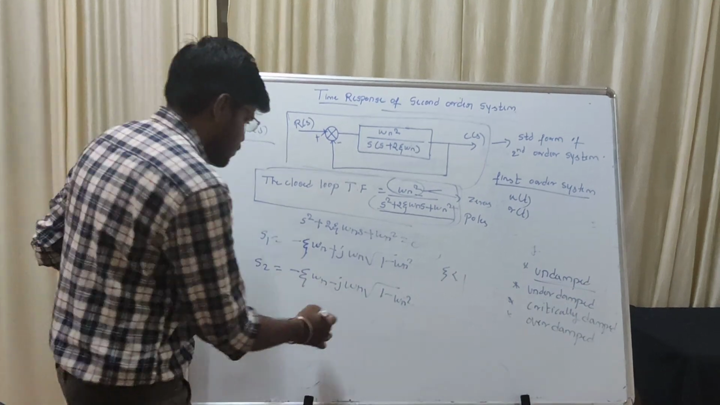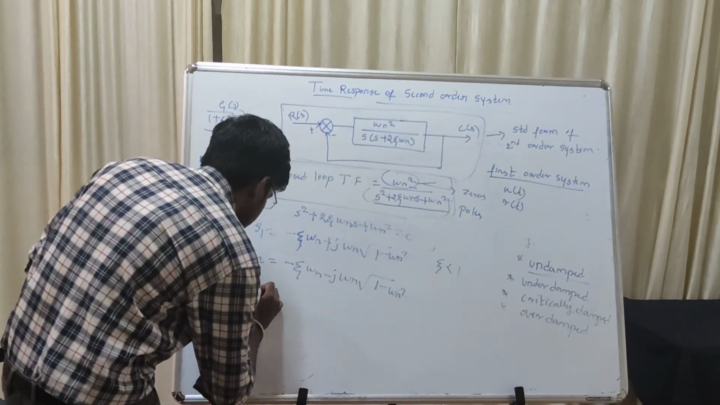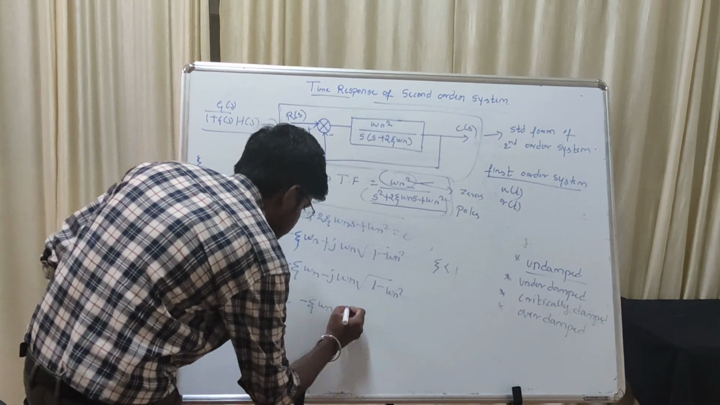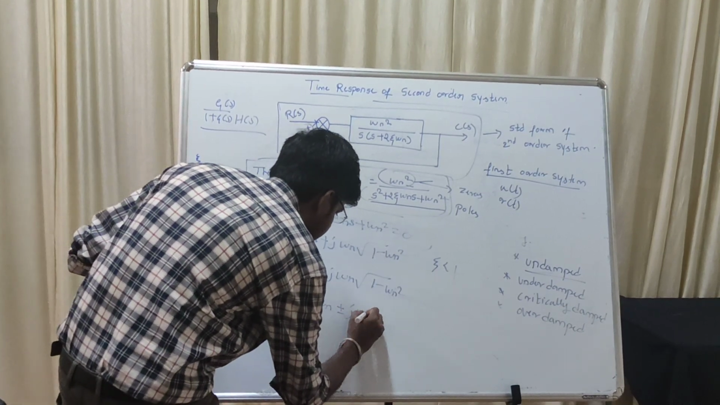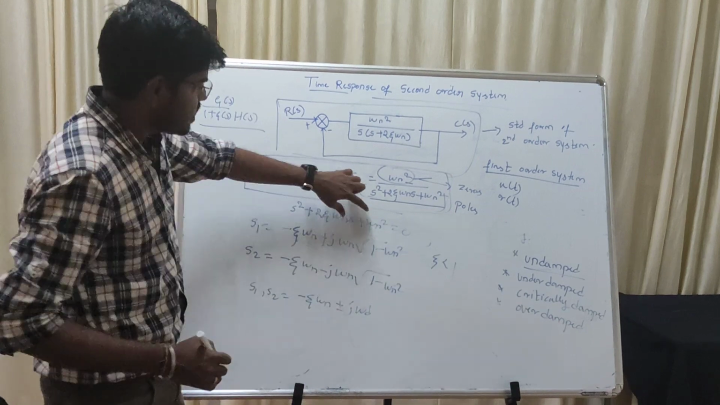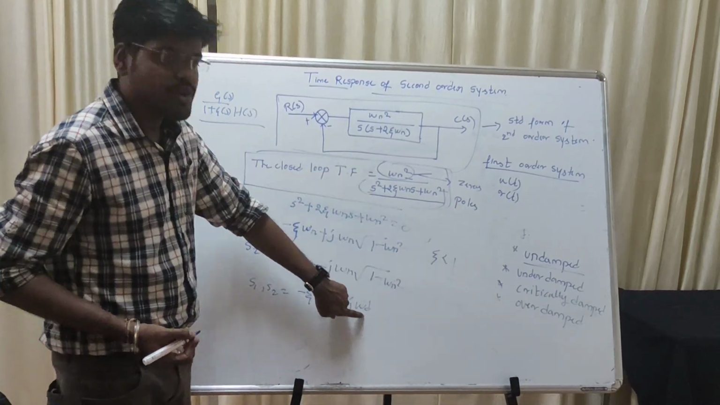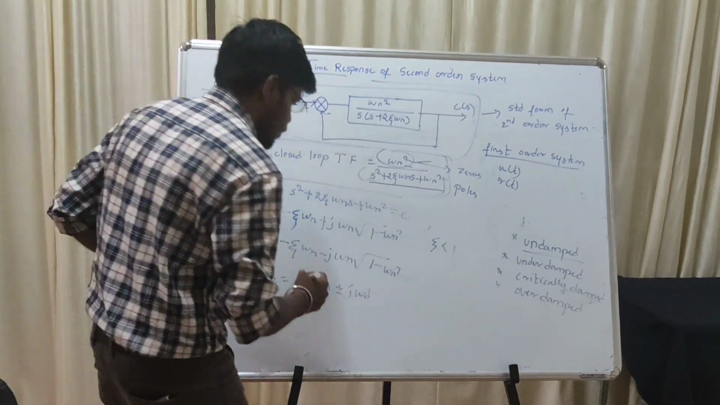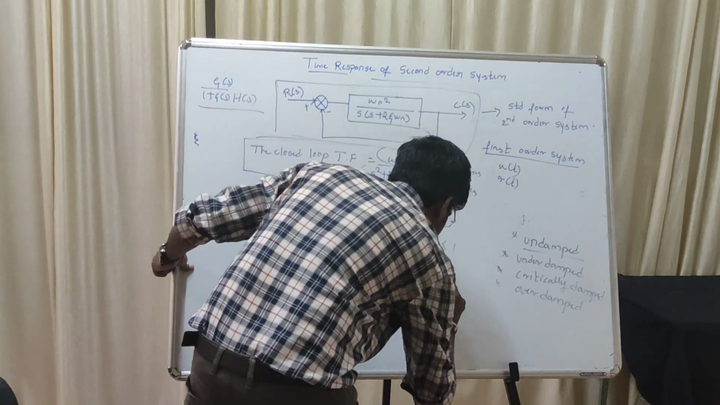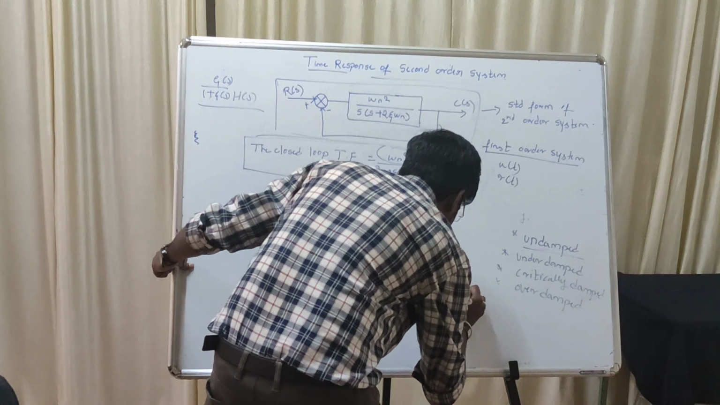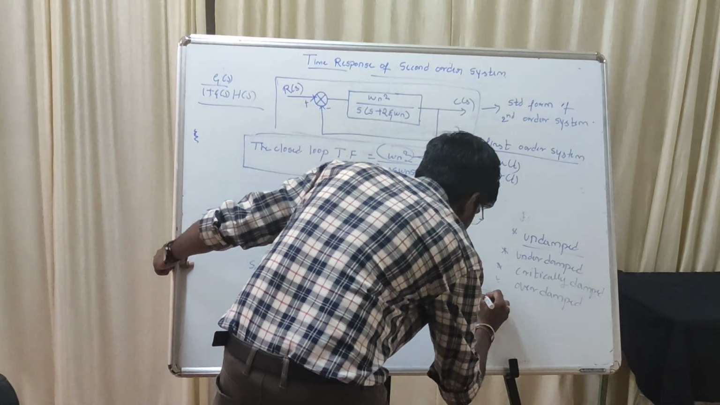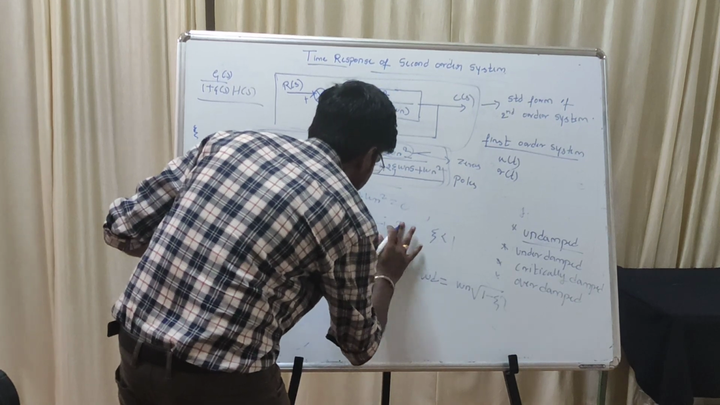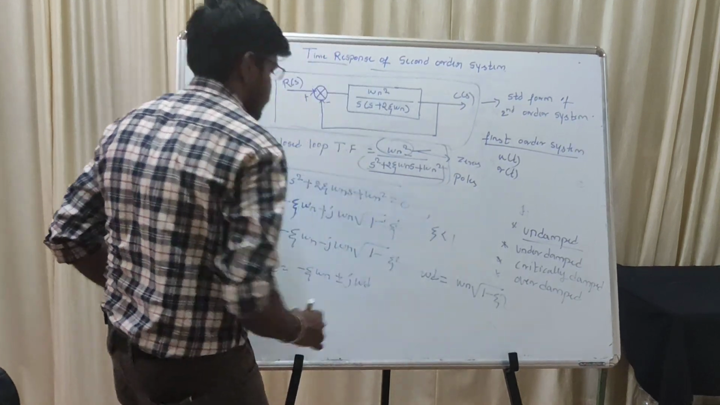If you simplify this equation further, s1, s2 reduces to minus zeta omega n plus or minus j omega d, where omega n is the undamped natural frequency and omega d is the damped natural frequency. Omega d is given by omega d equals omega n into square root of 1 minus zeta square. Okay, thank you.